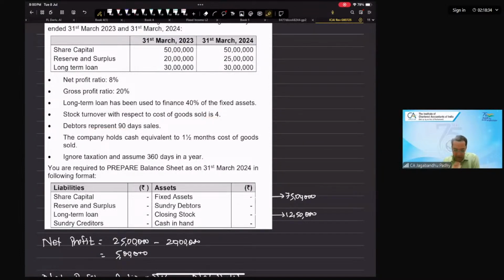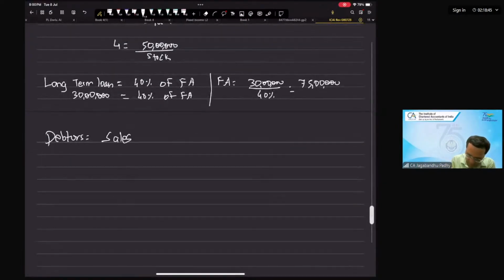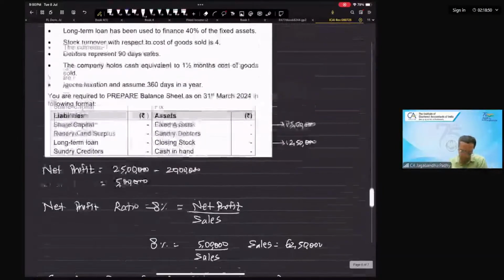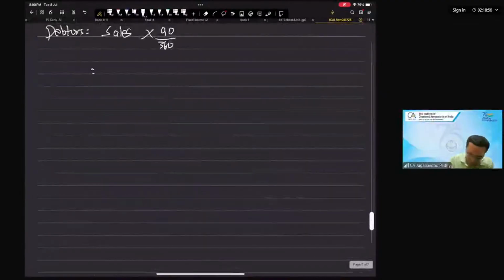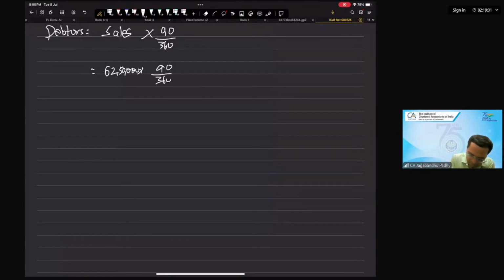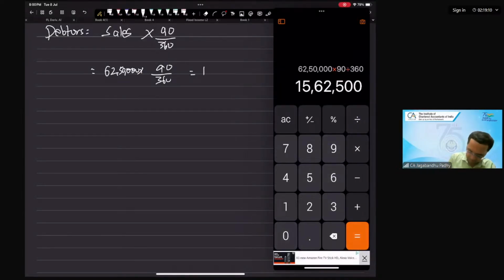Now, debtors are representing 90 days of sales, and we are going to take 360 days in a year. So debtors will be equal to sales into 90 by 360. We've got the sales. Sales is 62 lakh 50,000. So the value of debtors is 62 lakh 50,000 into 90 divided by 360, which is 15 lakh 62,500.